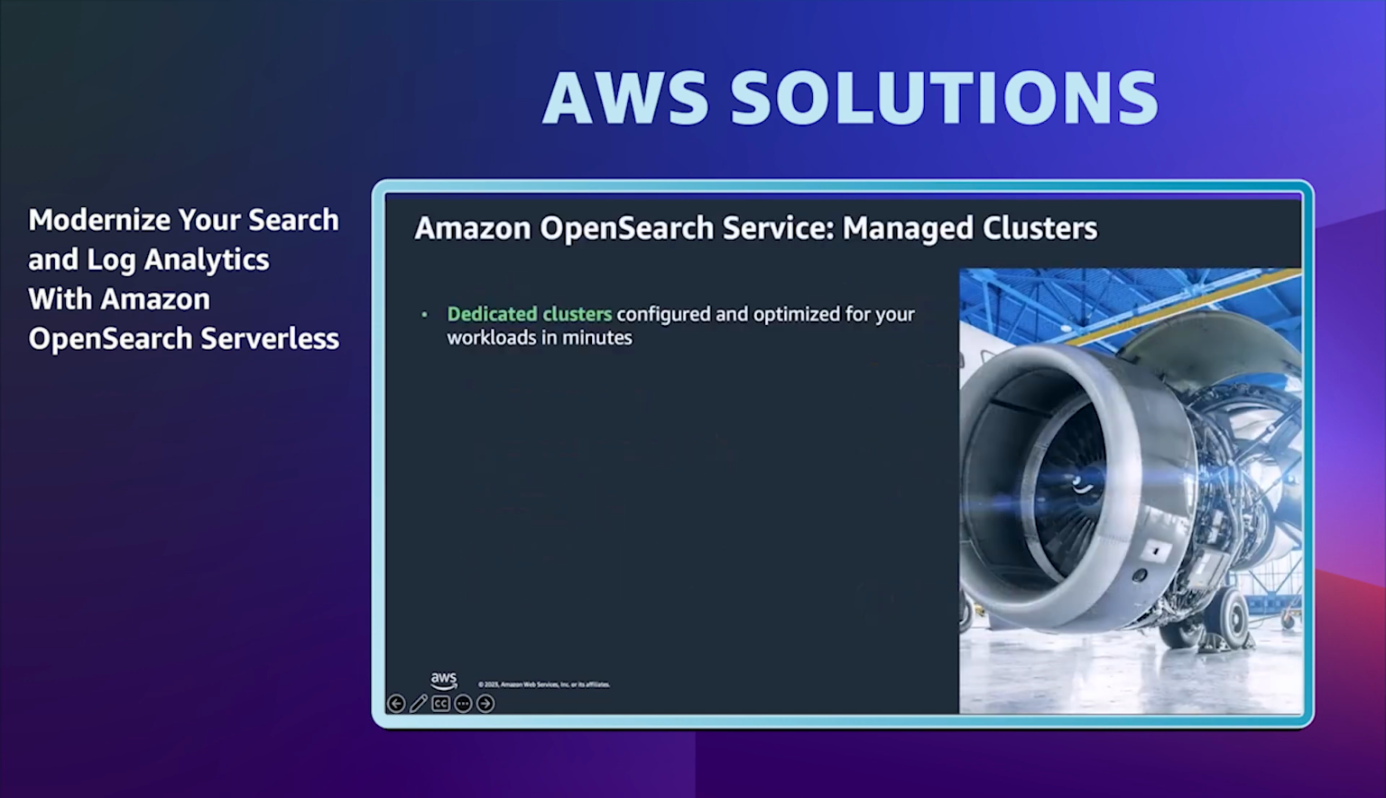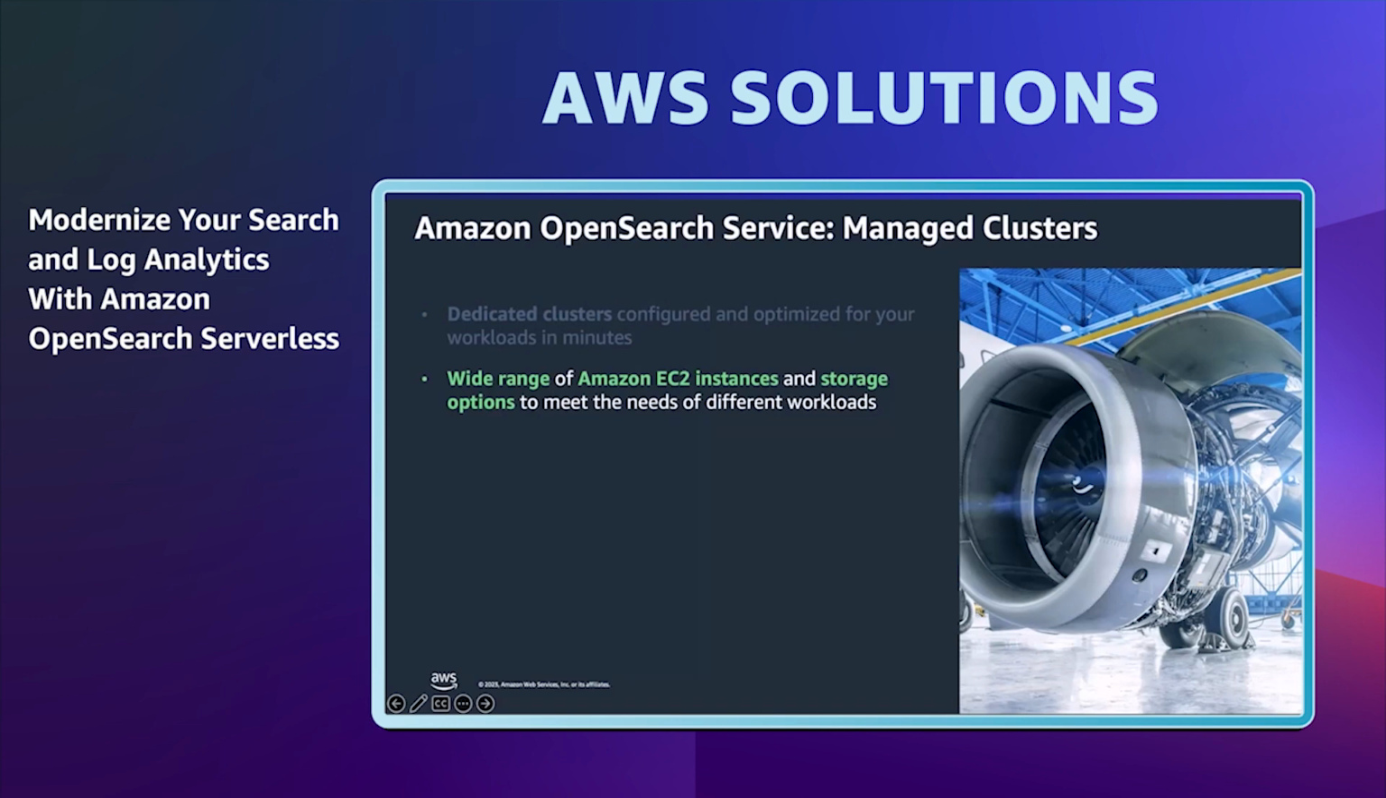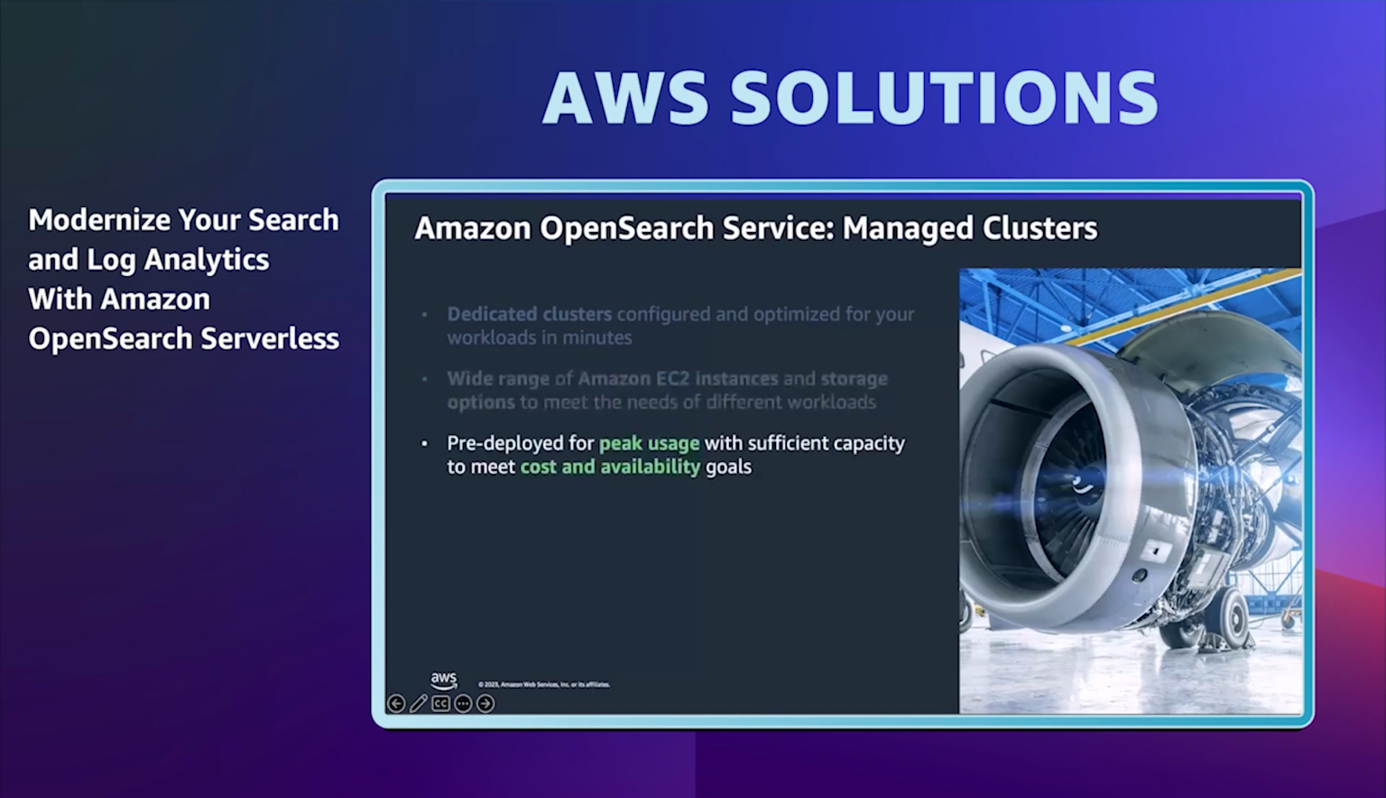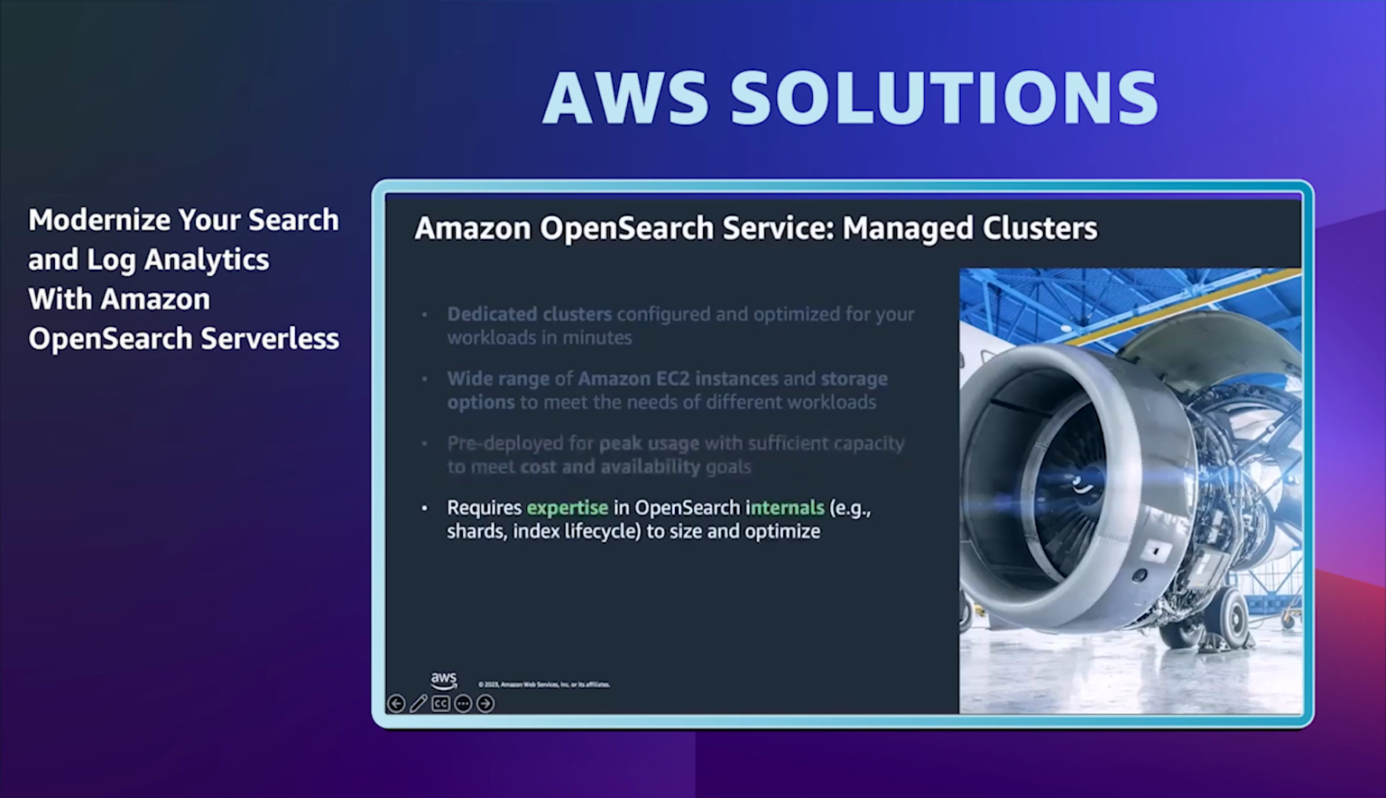So with the managed service, customers have a lot of flexibility in terms of configuration and management options. Like you have a choice of selecting different EC2 instances to meet the needs of different workloads, and that really helps to balance performance with cost, having different kinds of storage tiering. But you need to deploy those setups with some pre-configured capacity, including some sort of extra buffer to meet your peak demands. However, customers do need some internal expertise in OpenSearch to continuously tune and optimize their cluster as the workload changes.